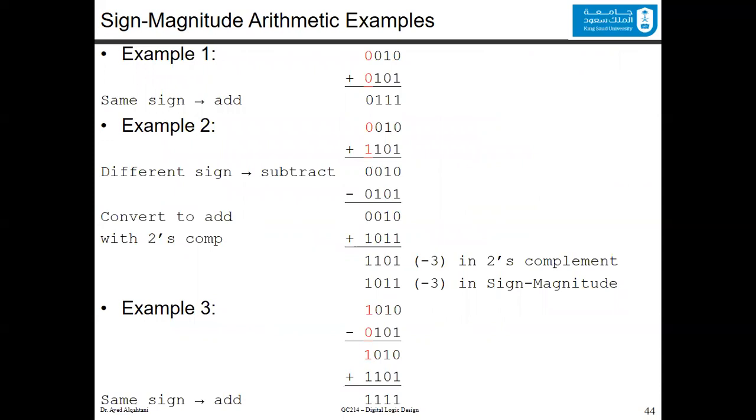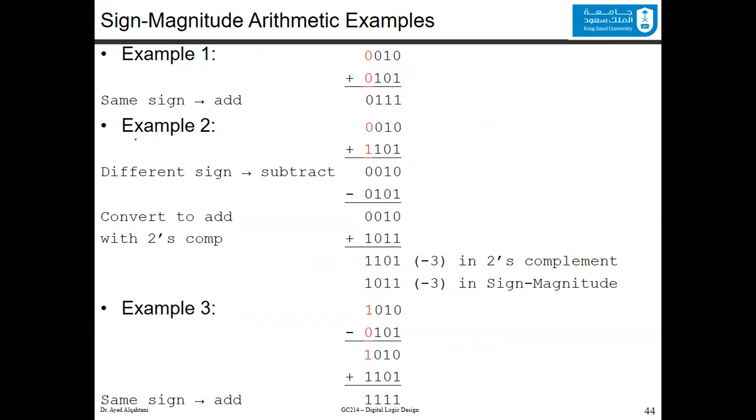This is an example of these cases that we discussed. This is the first case. Notice that the numbers now are represented using sign and magnitude. So you have two numbers and you want to add them, and they have the same sign. So you simply add 0 and 1 is 1, 1 and 0 is 1, 0 and 1 is 1, and this is the result. Notice that this is 2, this is 5, and 2 plus 5 is equal to 7.